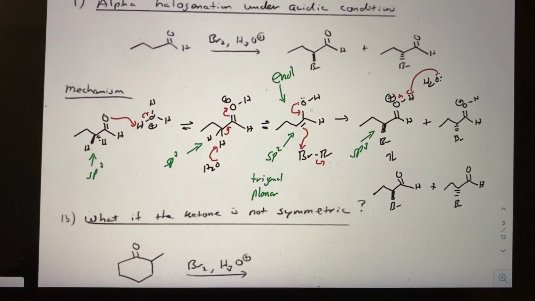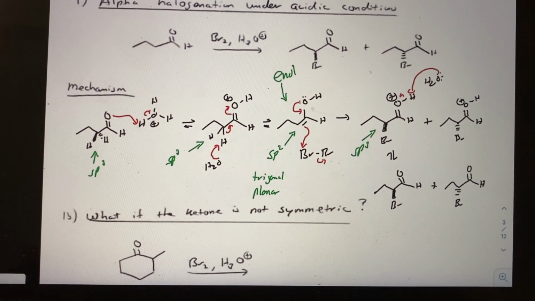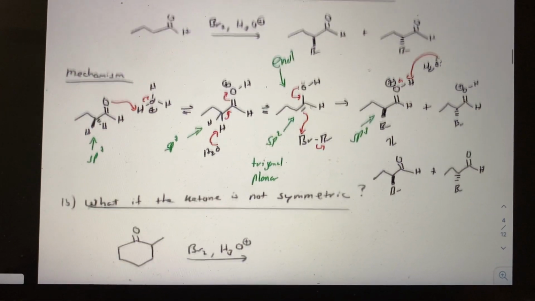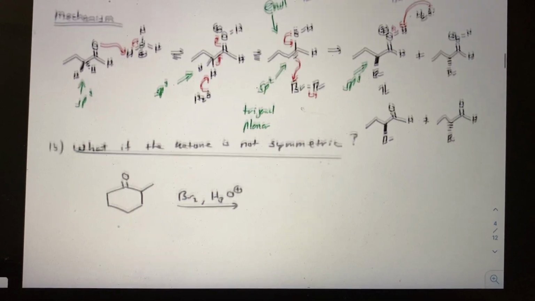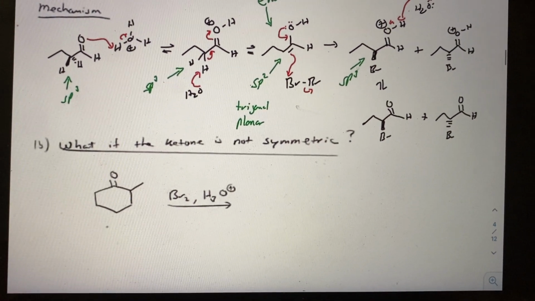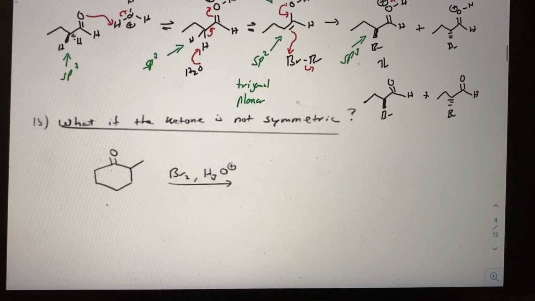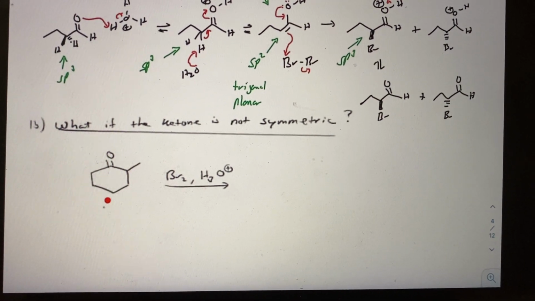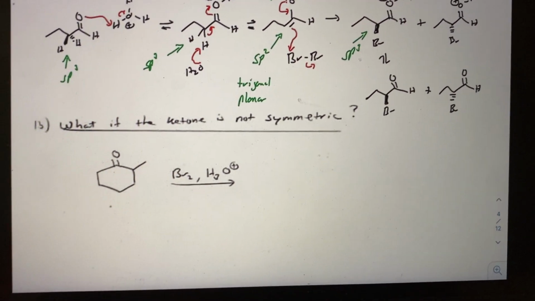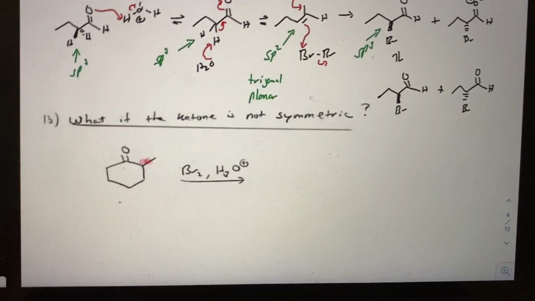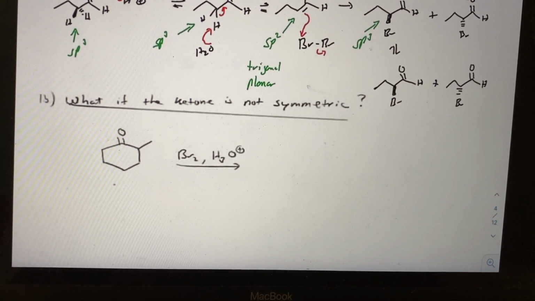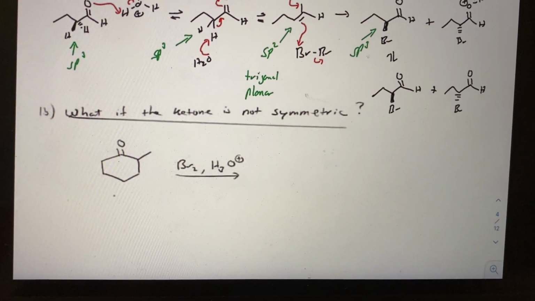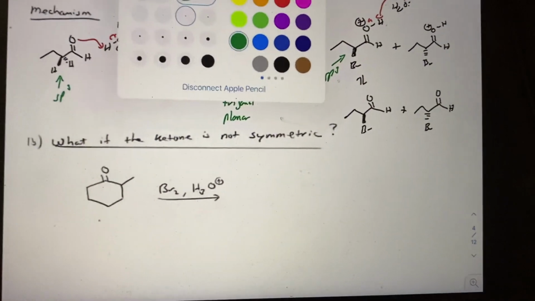All right, so that's really under acidic conditions. Now, if that's not enough, let's go to a little bit more complicated scenario. We're not going to consider stereochemistry at this point, but let's think about now 1b here. What if the ketone's not symmetric? So now we have a methyl group on one side. We're going to halogenate in the presence of acid, and there's actually going to be one major product.